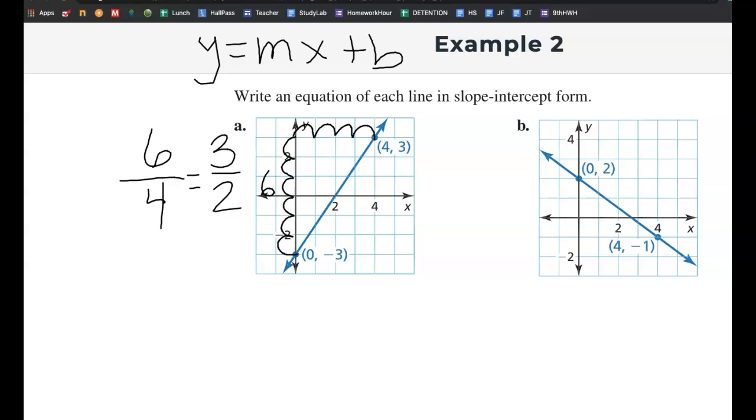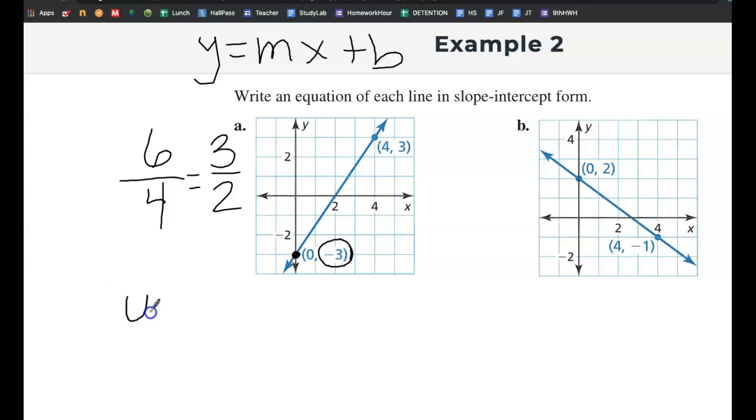Okay, then you have to identify your y-intercept. Remember, your y-intercept is where it crosses the y-axis. So the line crosses the y-axis right here. Therefore, -3 is your y-intercept.